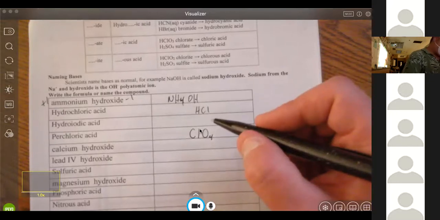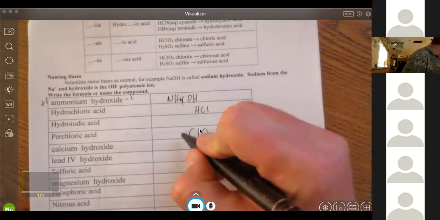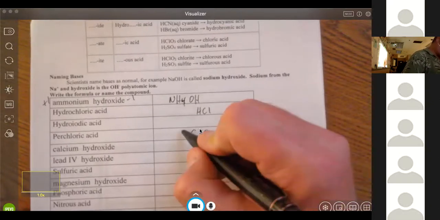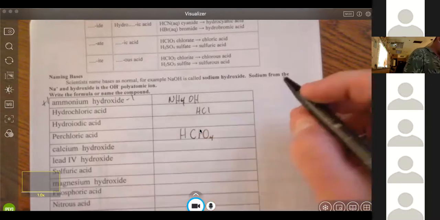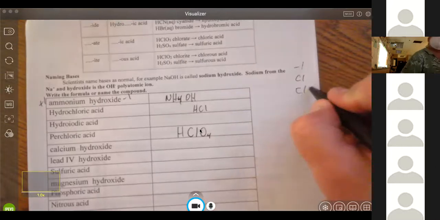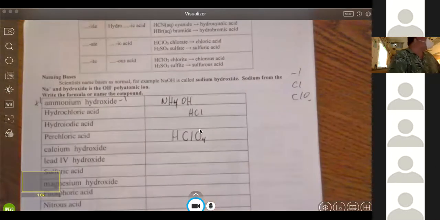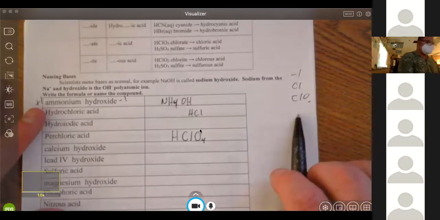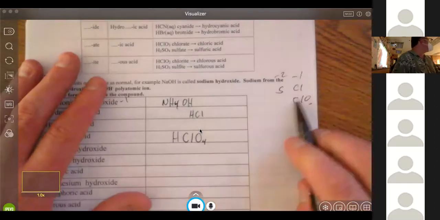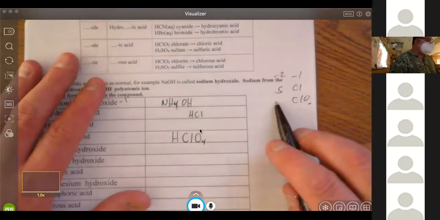What is the charge of perchlorate? Minus 1. So what are we going to have to put in front of it? 1 H. The cool thing is chlorine has a -1 charge. All of the chlorate, hypochlorite, chlorite, all of them have a -1 charge too. Same thing with sulfur. Sulfur has a -2 charge. Sulfate has a -2. Sulfite has a -2.